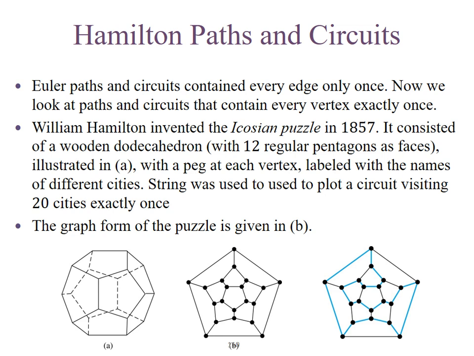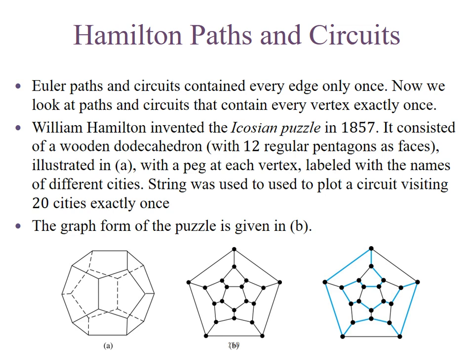Right, next topic, let's see Hamilton path and circuit. Previously, we traveled each edge once in this path. In Hamilton path, we visit every vertex exactly once. Okay, so we can see a very old puzzle. This puzzle is invented by William Hamilton. The puzzle is a wooden ball, and this ball is made of 12 regular pentagons. So we can see this is a pentagon.